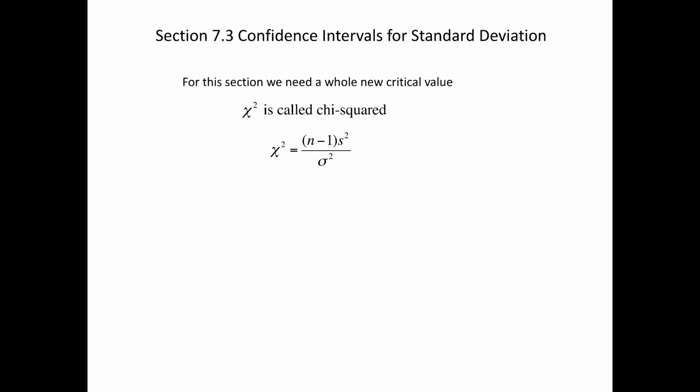This is one of the few formulas that's not in the calculator, so we will need to calculate this ourselves. But luckily, it's pretty small. It's just the sample size minus 1, the sample standard deviation squared, and then the overall standard deviation squared.